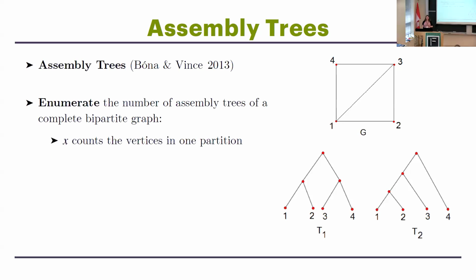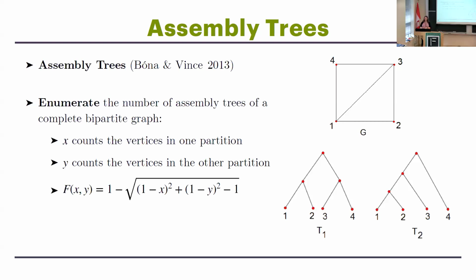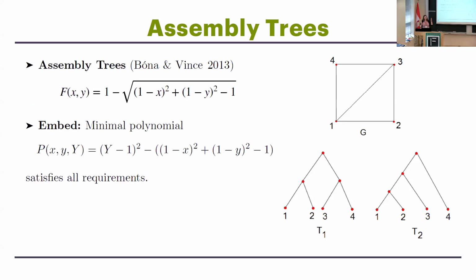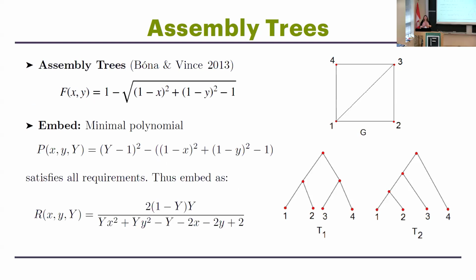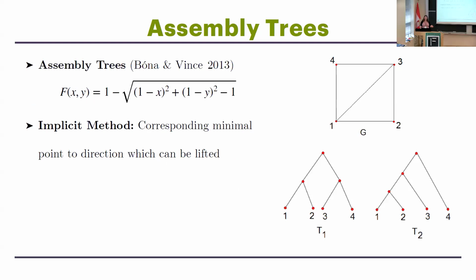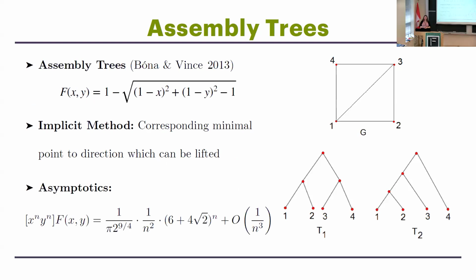So say we want to enumerate the number of assembly trees in the complete bipartite graph, then we'll have X counting the vertices of the first partition, Y counting the vertices of the other partition, and we get an algebraic generating function f of x, y. We can embed this as a minimal polynomial, because the minimal polynomial satisfies all of our requirements, and get this embedding. We can also use the implicit method. Turns out that the minimal point corresponding to our direction can be lifted, it's all good. And either way, we get the exact same asymptotics, which is what we should hope for. Here we have the asymptotics of when the size of these two partitions is the same.